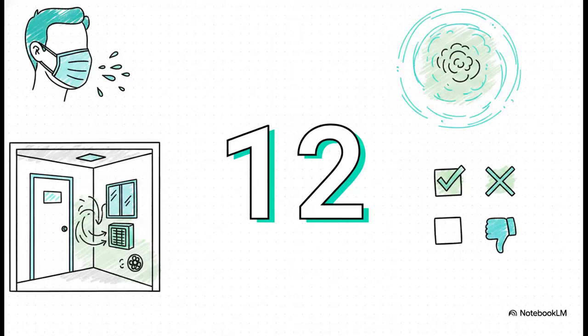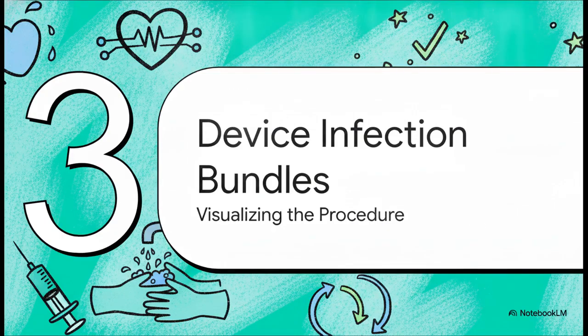Don't fall for it. And when you do spot an airborne pathogen, this is the magic number you need to know: 12. Airborne precautions absolutely mandate placing the patient in a negative pressure isolation room that performs greater than or equal to 12 air changes per hour. Plus, it needs HEPA filtration. Basically, if you don't have 12 air changes, you simply don't have a compliant airborne isolation room. Simple as that. Section 3, device-associated infection bundles, visualizing the procedure.